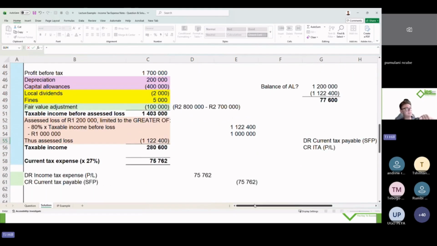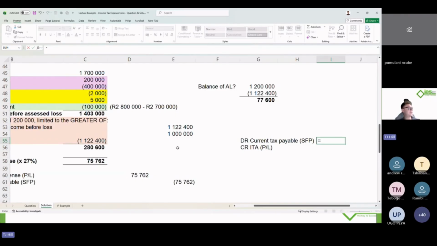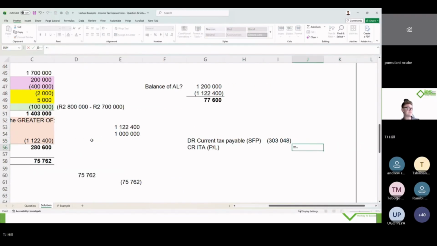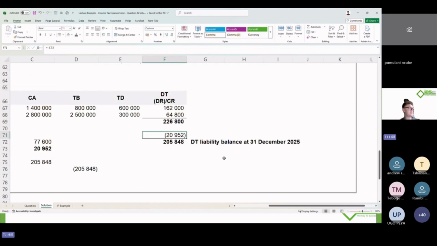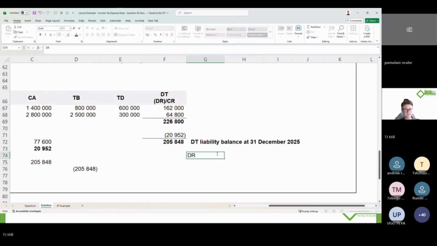If I had to pretend as if I passed a journal for each item, which I do not do because it's going to be a waste of time, but if I had to, I would have effectively said I'm going to reduce my current tax by this amount. Actually, that one needs to be the minus. Like that. Okay, I've effectively done the tax effect of it there. And then over here, I've passed the new journal: the asset.